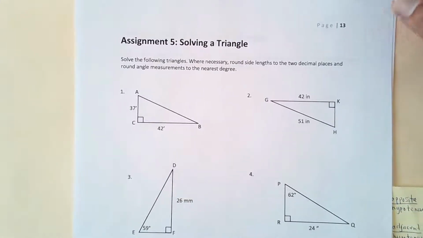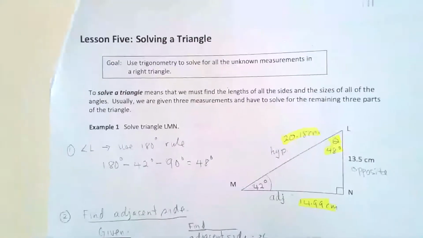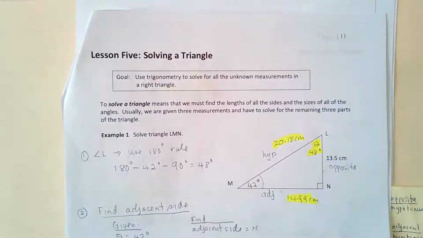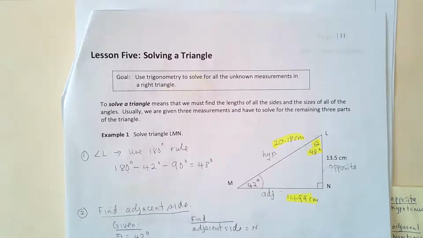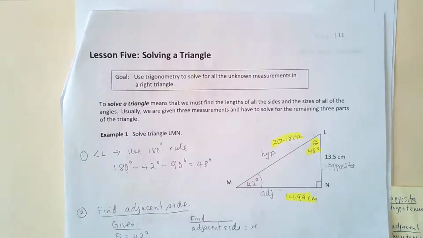Today we look at assignment 5, solving a triangle. We're continuing from where we left off in the previous lesson. In that lesson, we looked at a few examples of solving a triangle, finding the sides and the angles.